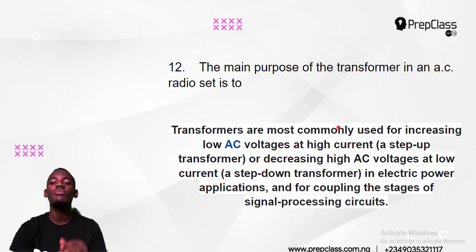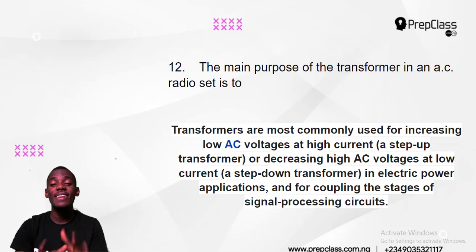Very simple. Transformers are most commonly used for increasing low AC voltage at high current, that is a step up transformer, or decreasing high AC voltage at low current. So it can either increase voltage or decrease voltage depending on the current.